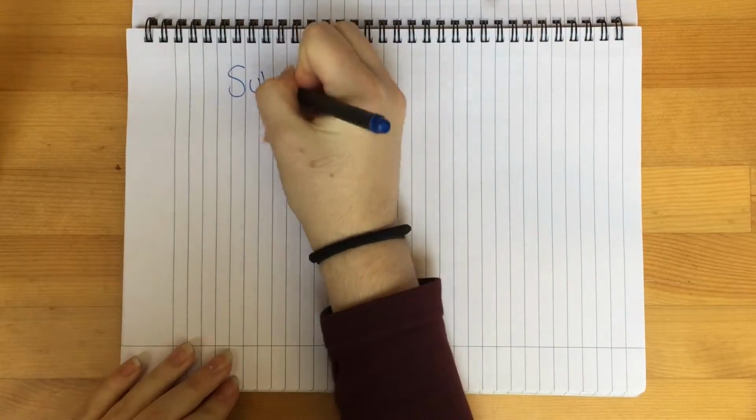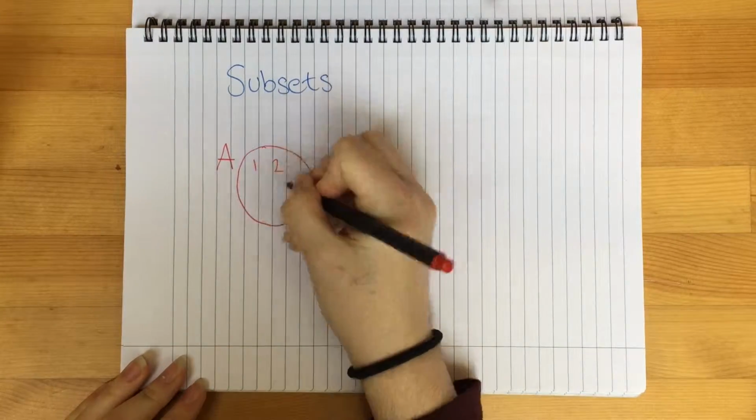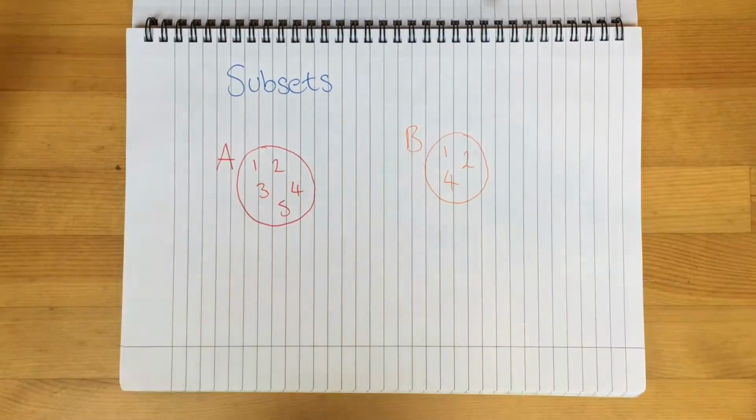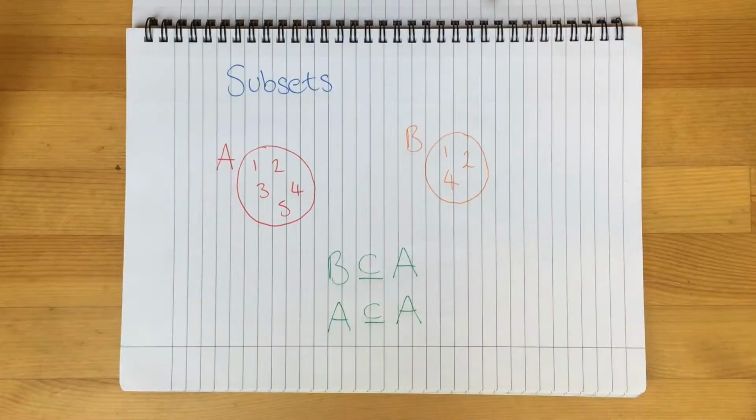Subsets are sets where all of the elements are contained in another set. For example, the set B of 1, 2 and 4 is a subset of the set A of 1, 2, 3, 4 and 5, as all of the elements of B are elements of A. Also, any set is a subset of itself, so A is a subset of A.